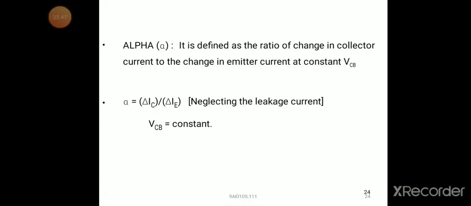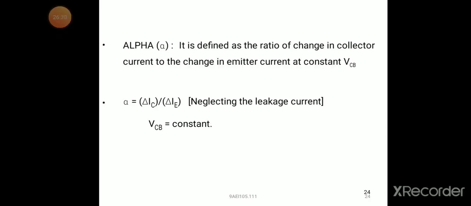Common base is common for both input and output. The base is grounded. Remaining are the emitter current and the collector current. The collector junction is always on the output side, and the emitter is on the input side. So the amplification factor is nothing but output by input. Output is the collector current, input is the emitter current. That is IC by IE, which is alpha.